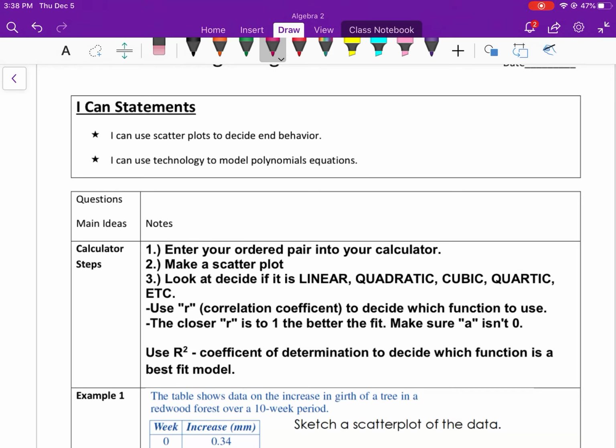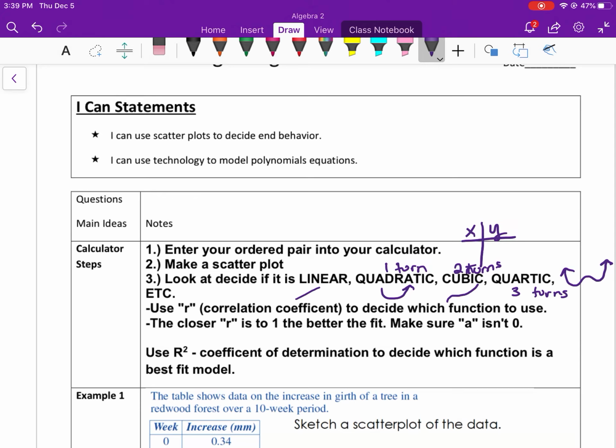But you're going to enter your ordered pairs into your calculator, into a table, like an XY table on Desmos, and that makes a scatter plot. Then we want to decide if our points make a linear equation, so are the points trending more in a line? A quadratic equation, do they look more like a parabola? They have one turn. Are they cubic? So cubic is similar to this. Does the data have two turns? Or quartic, that looks more like this. Does it have three turns, etc.